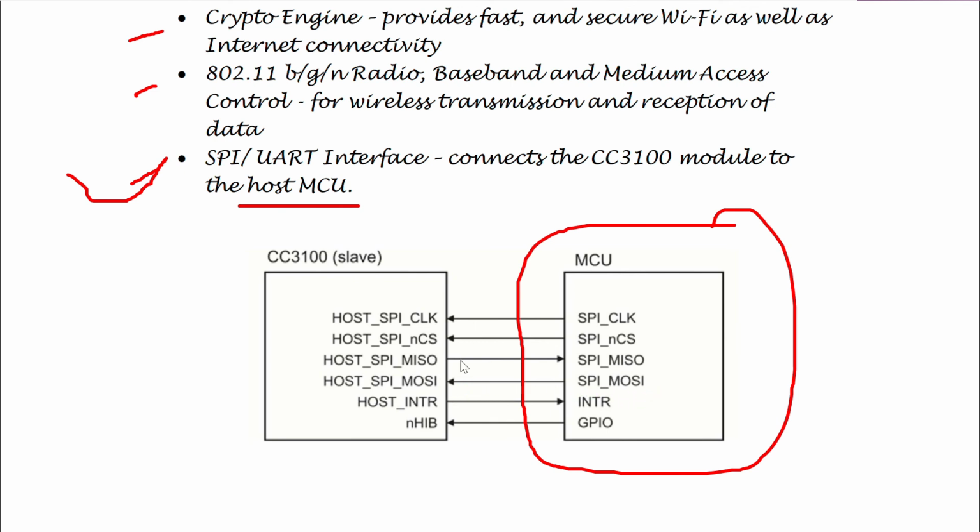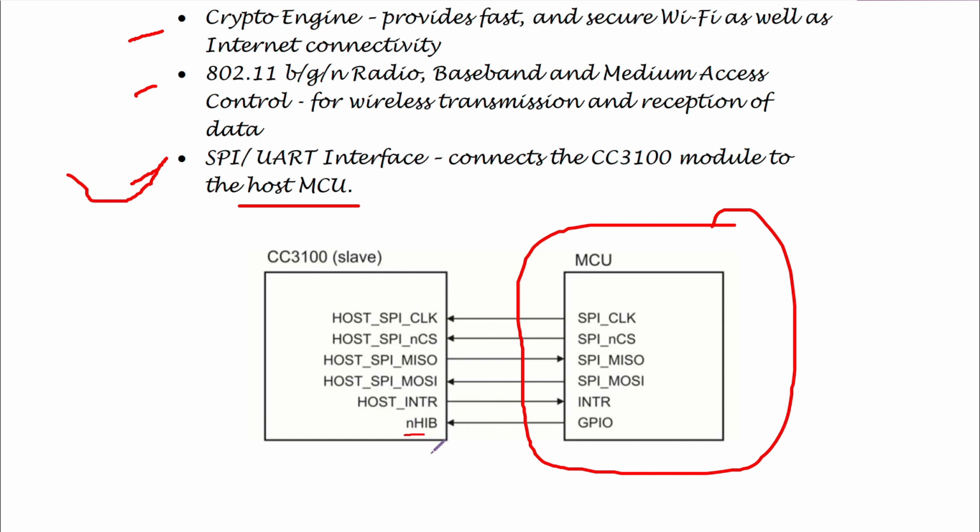Then we have another pin called the interrupt pin. So this can be used for interrupting the microcontroller depending on if the slave, that is the CC3100, needs some attention or it has finished some work. So accordingly it can interrupt the microcontroller.